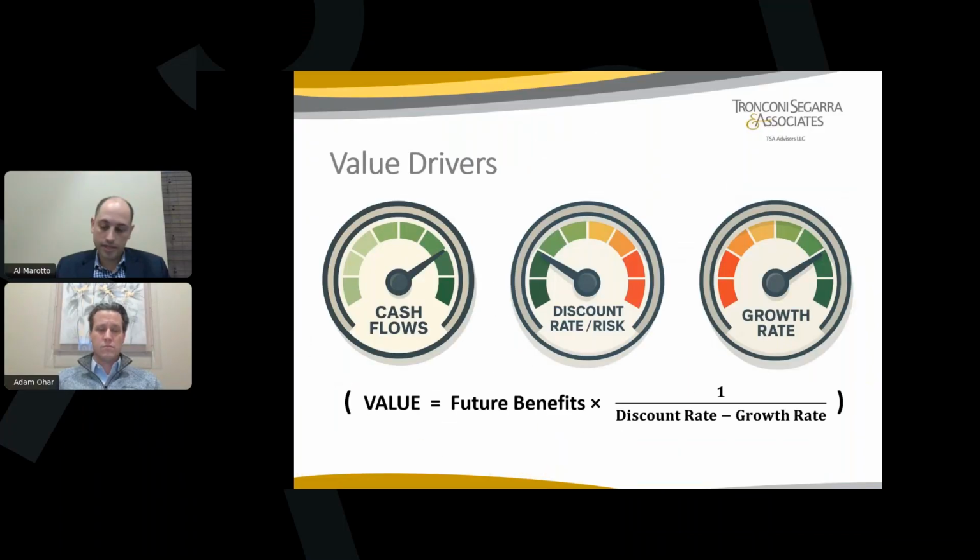Okay. So now let's actually get into the value drivers. I set up the background here in the formula, and you can see the different gauges, and the formula below each gauge. So like I said, value equals future benefits times 1 over capitalization rate, or as can be stated, 1 over discount rate minus the growth rate. I purposefully set up the value drivers in those gauges in those colors because you can see an increase in cash flows results in an increase to your value. A decrease in your discount rate equates to an increase in your value, and an increase in your growth rate relates to an increase in your value.